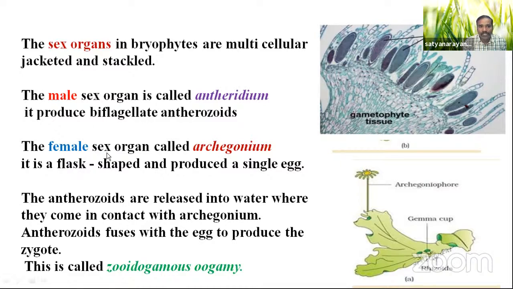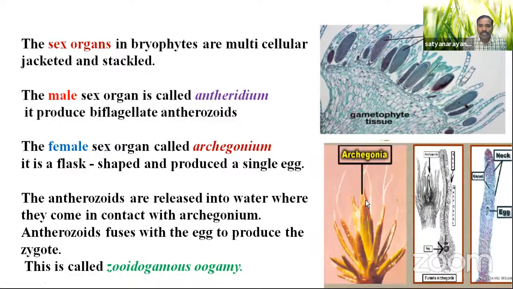Now when it comes to the female sex organ, the female sex organ is called archegonium. This is the archegonium and this is called archegoniophore, which bears the archegonium. Generally the archegonium is flask-shaped. If you see this one, it is a flask-like structure.